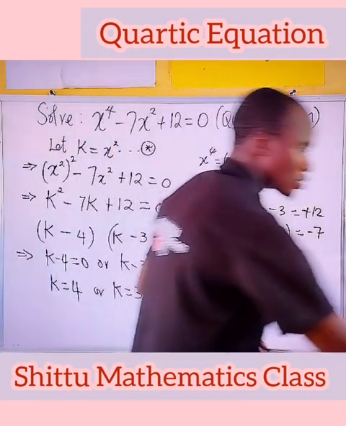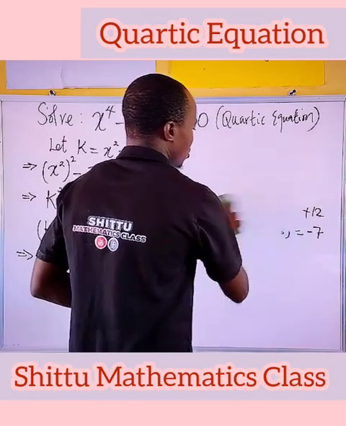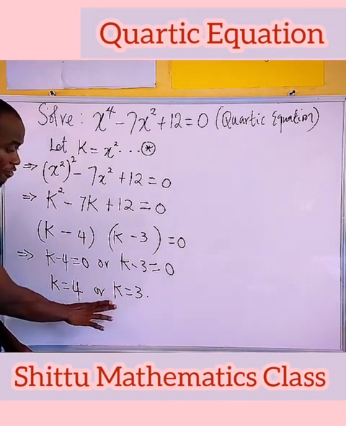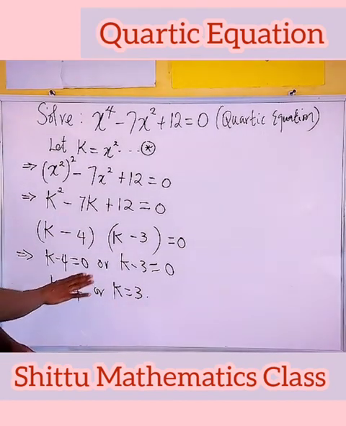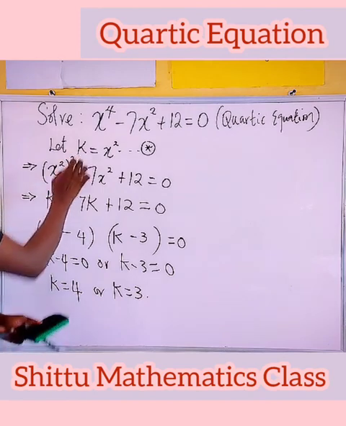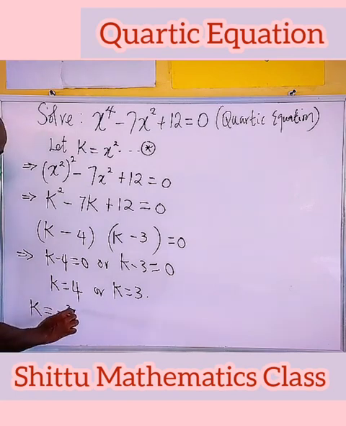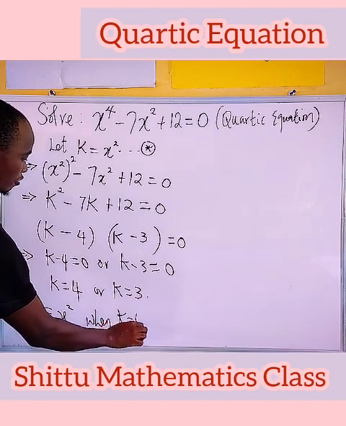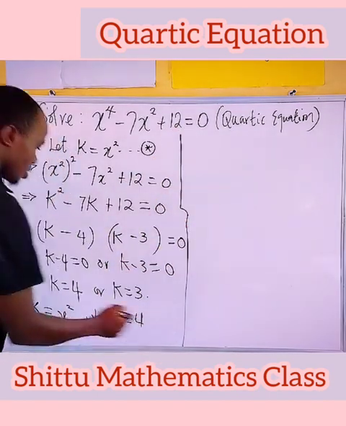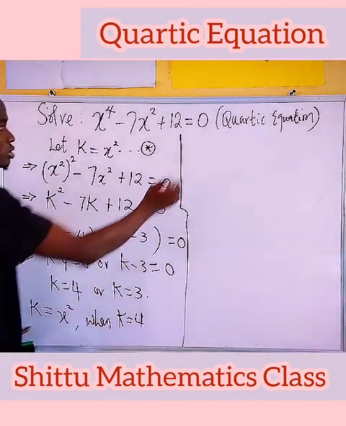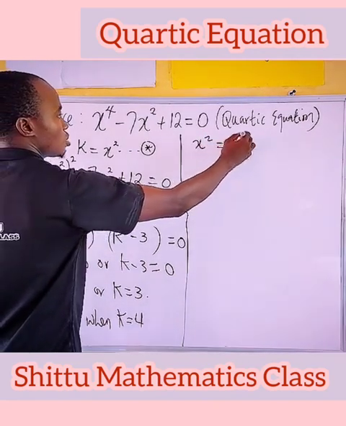So from here, what is the next thing we are going to do? From the given equation, we are not actually looking for k. Therefore, our problem is not yet solved. We need to recall, we come back to this star. We recall that we let k equal x squared. And here, when k equals 4, we replace this k by 4, so we have x squared equals 4.